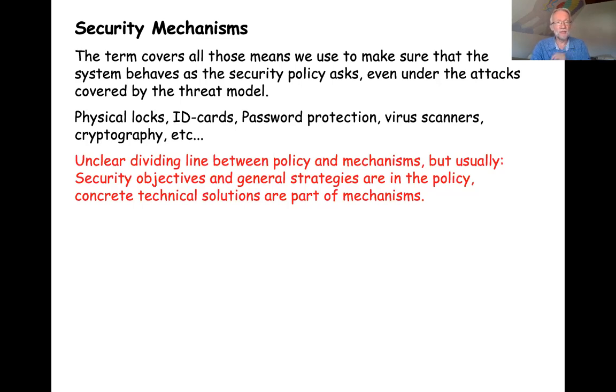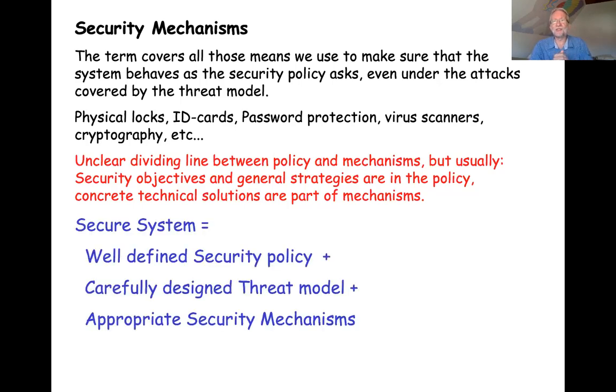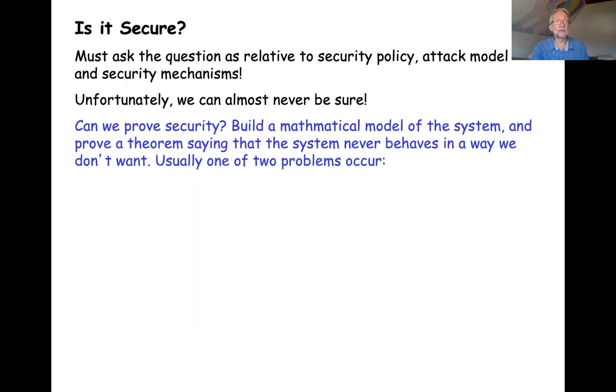Okay, so then we have this basic equation, let's say, of IT security. A secure system is something that you may have if you have a well-defined security policy, you have a carefully designed threat model, and you have the appropriate security mechanisms. And once we have all this well-defined, we can start asking the basic billion-dollar question: is it secure?